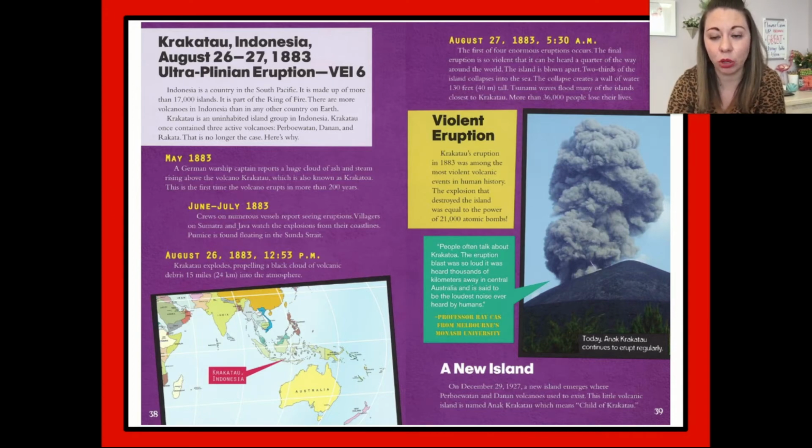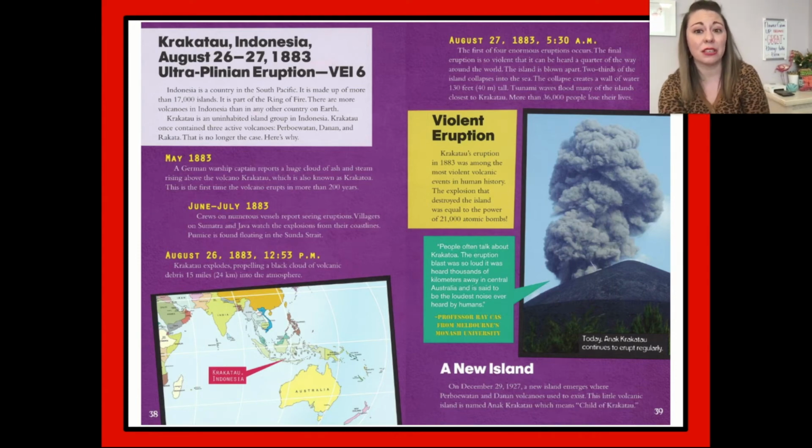The island is blown apart. 2/3 of the island collapses into the sea. The collapse creates a wall of water 130 feet tall. Tsunami waves flood many of the islands closest to Krakatau. More than 36,000 people lose their lives. So that's really sad. These are enormous eruptions, and it's causing a lot of death.